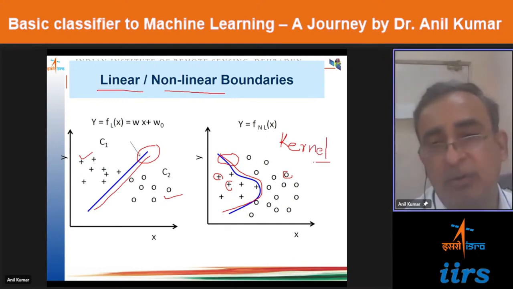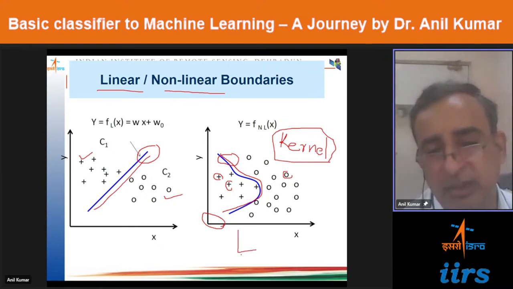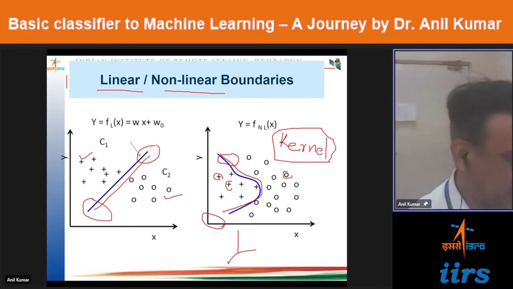Specifically, we'll talk about the kernel in the coming lectures. Here I'm just mentioning it. What the kernel does is take the data to a higher dimensionality. Here you can see the data is 2-dimensional. It can take the data to 3-dimensional in such a way that the data becomes linear. Once the data is linear, any classifier can handle this type of linear separation.